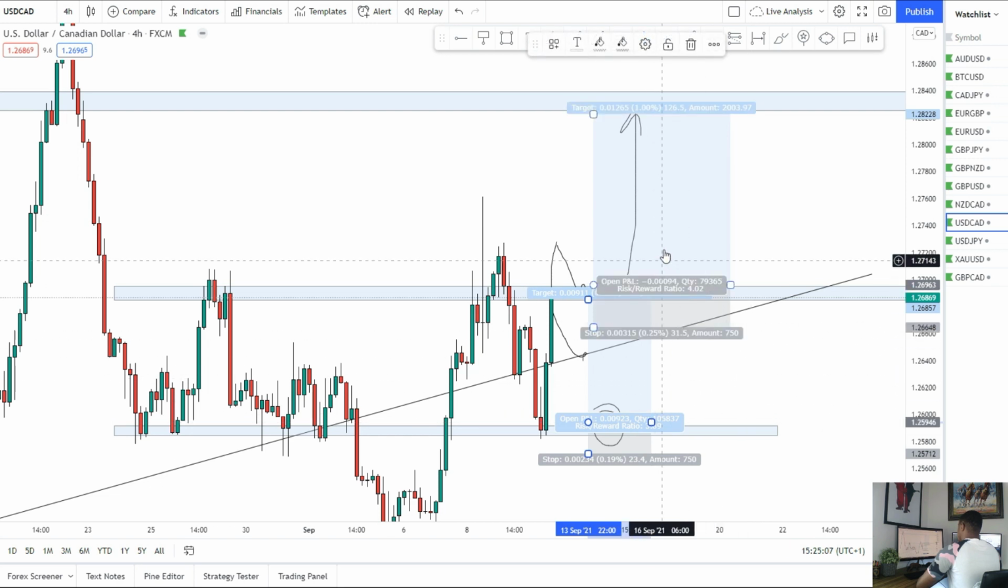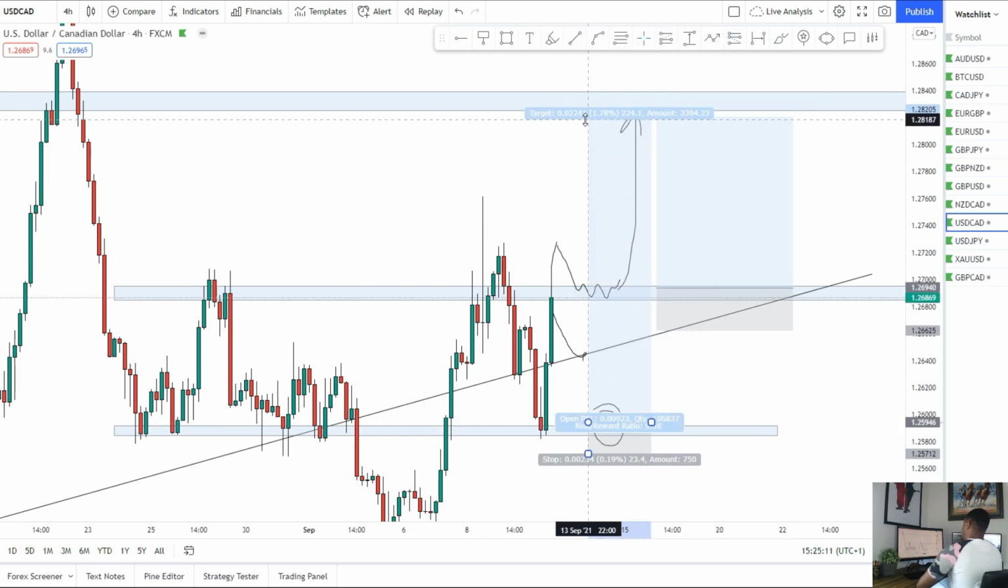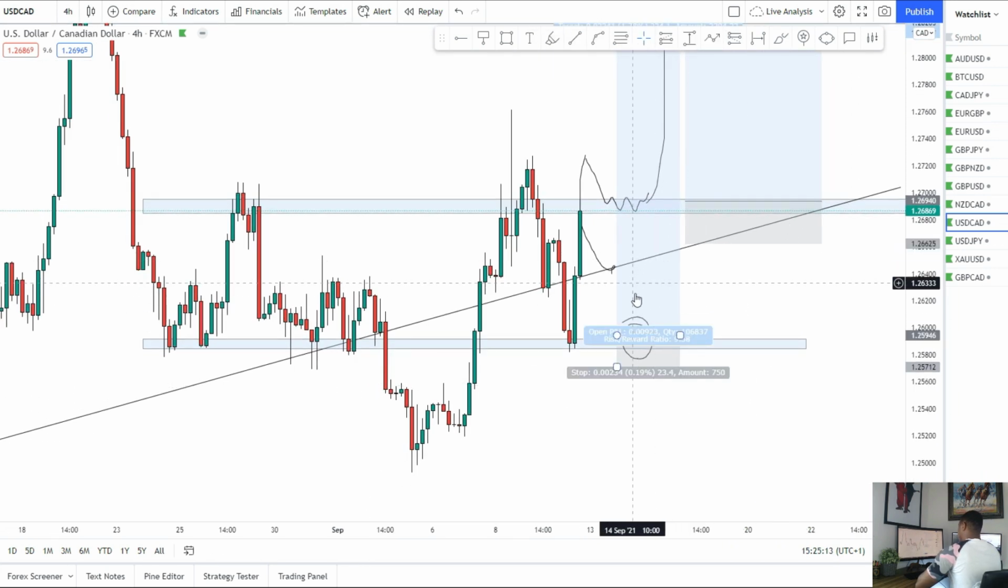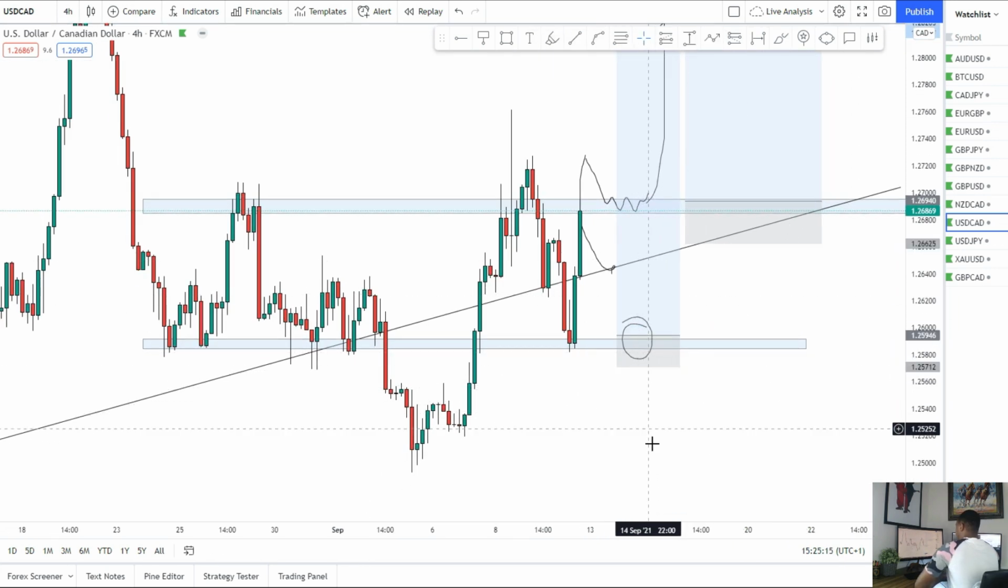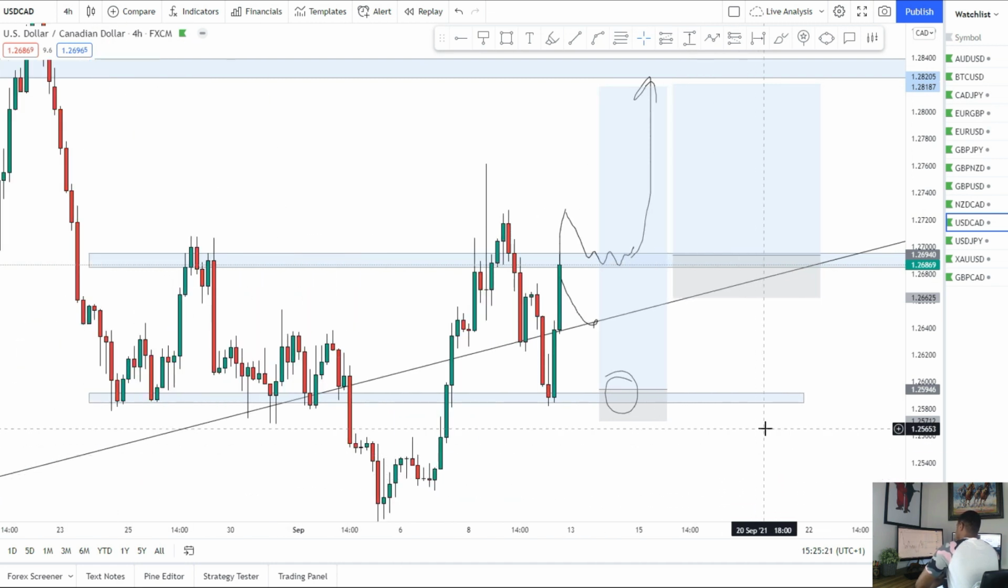So I'm only really looking for buying opportunities. The only way I will change my bias for USD CAD is if we have a daily candle closure back below that trend line and we can hold it as resistance. But for now, it looks like price is seeing more upside for USD CAD, and the DXY is looking a little bit bullish as well. So USD CAD, looking for buying opportunities next week.